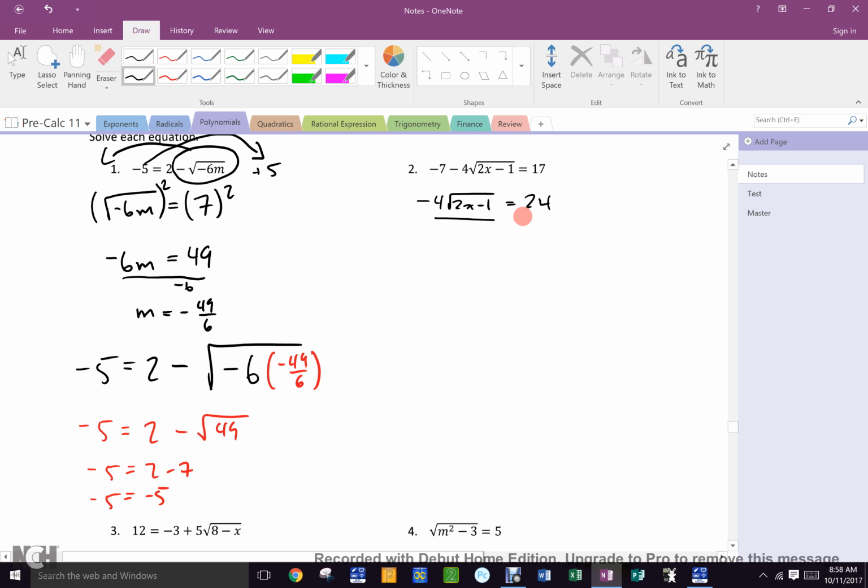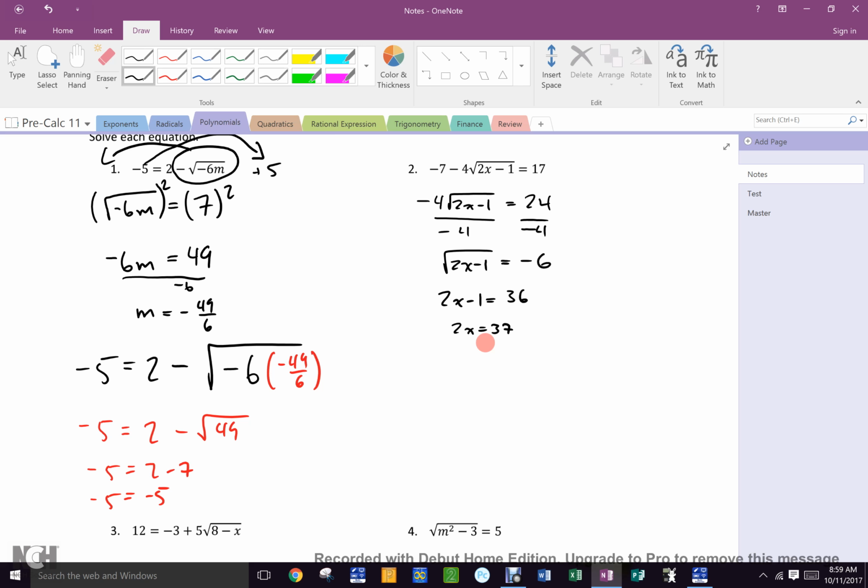Divide by negative 4 because you want to isolate the radical. The square root of 2x minus 1 equals negative 6. Now what? Square both sides. 2x minus 1 equals what? 36. Now what? 2x equals 37. Now what? X equals 18.5. Yes? Everyone agree?